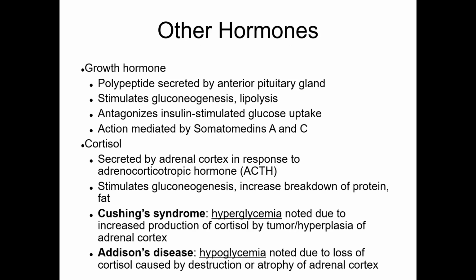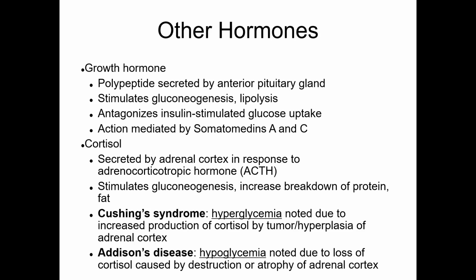Other hormones: growth hormone is a polypeptide that's secreted by the anterior pituitary. It stimulates gluconeogenesis and lipolysis. Again, if you're going to be growing, you're going to need energy in order to do that, and energy is going to be produced by the breakdown of fat and conversion of the fat to glucose.